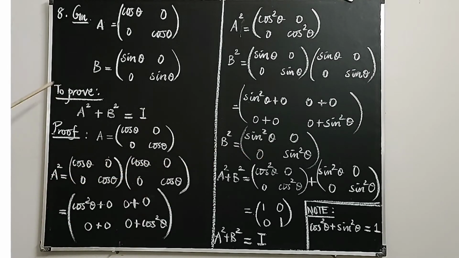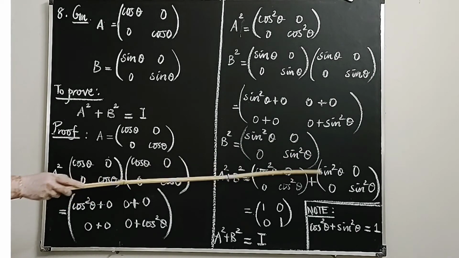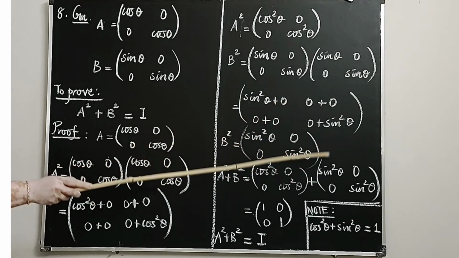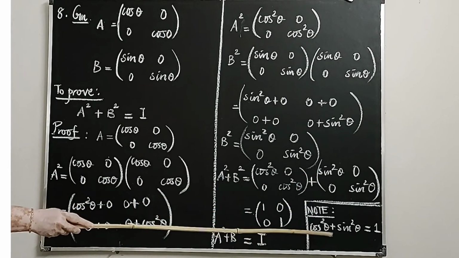What we have to prove? A square plus B square is equal to I. Let's find what is A square plus B square. Addition is very simple. You just have to add the corresponding entries. First row, first column, cos square plus, there, first row, first column is sin square. Cos square theta plus sin square theta is equal to 1.